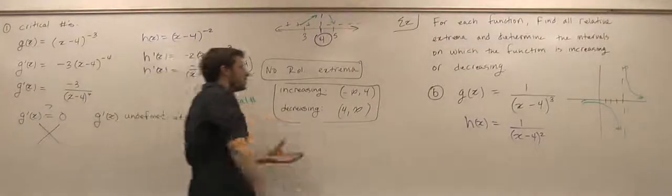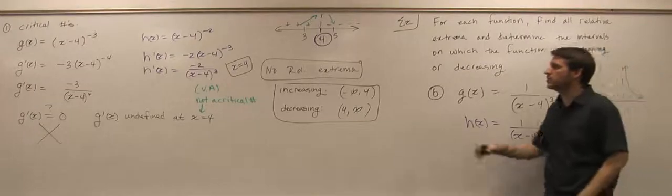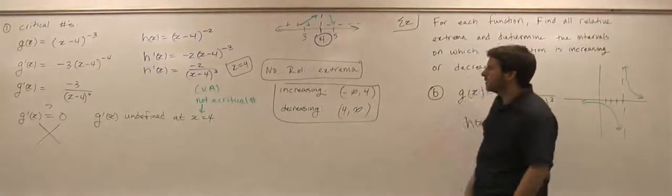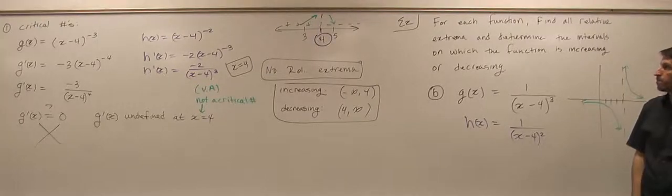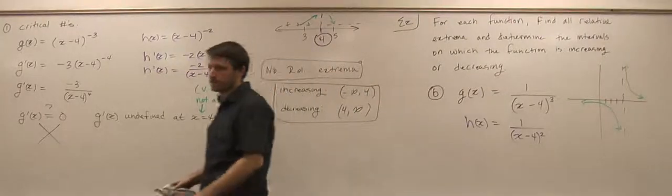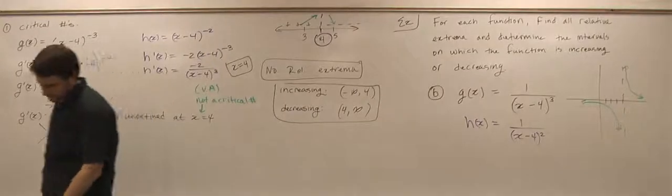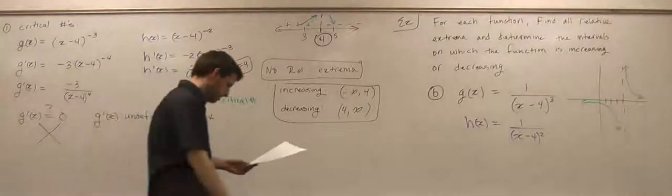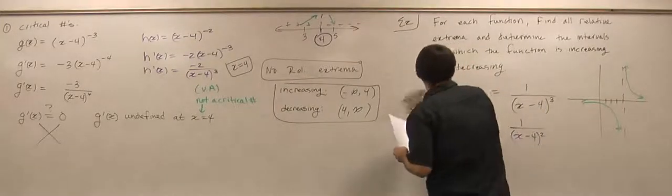So my point with these two functions is, if you have a discontinuity, you have to include it in the test no matter what. But that discontinuity will never be a relative extrema. It'll be an asymptote. One more.